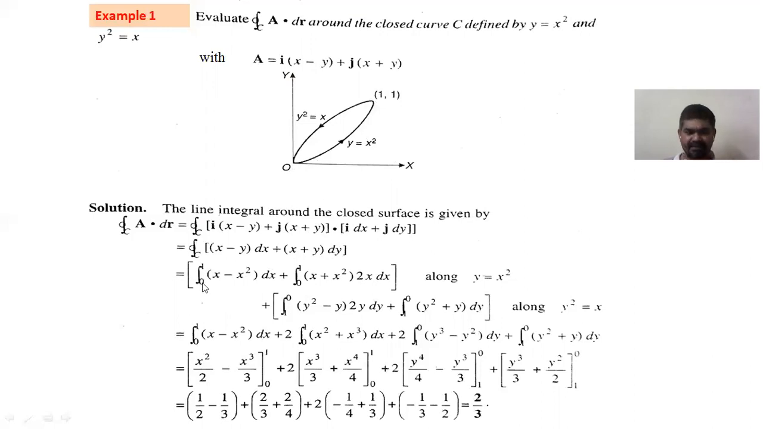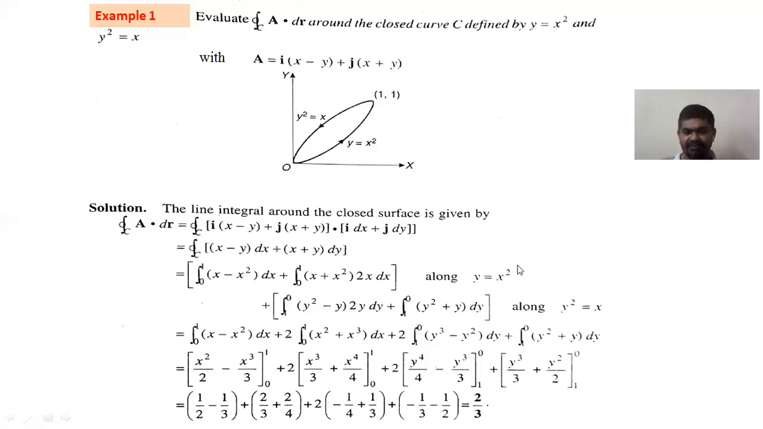Therefore, the limits are written as 0 to 1, substituting y equals x square. This is along the first curve. Next, go for the second curve. Here we are coming from 1 to 0, and the x value is replaced with y square.